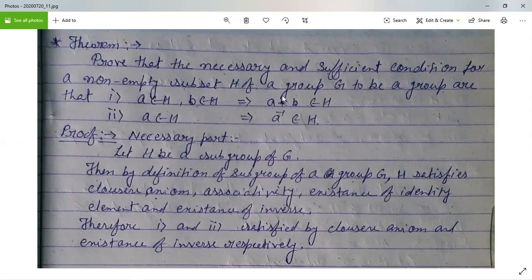That means the first property shows the closure axiom and the second property shows the existence of inverse. If the closure axiom and existence of inverse hold good in a subset H of a group G, then the subset H is said to be a subgroup of a group G. Or we can say H is also a group. Now for this, we first prove the necessary part.